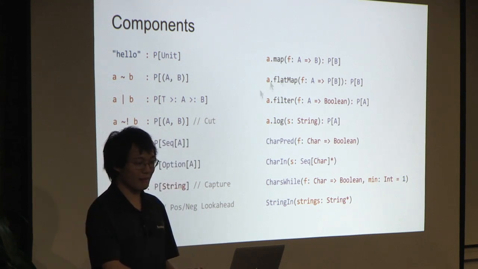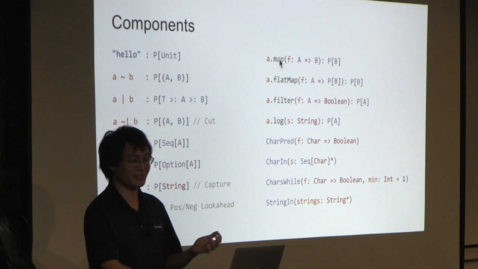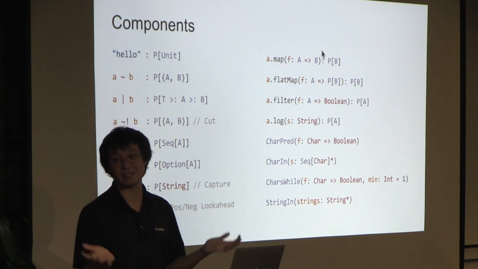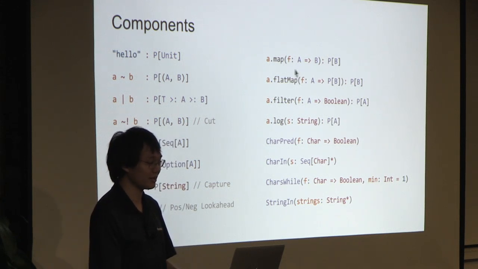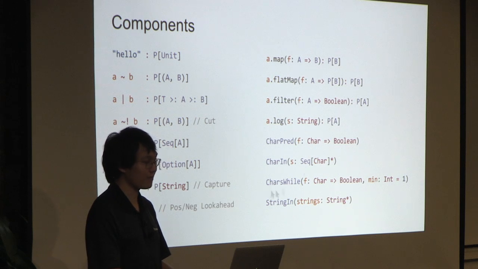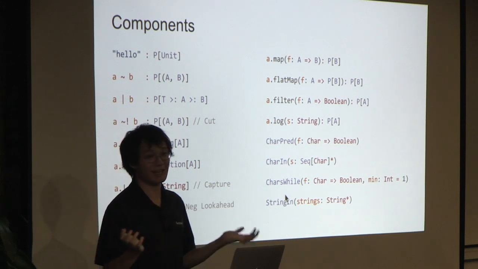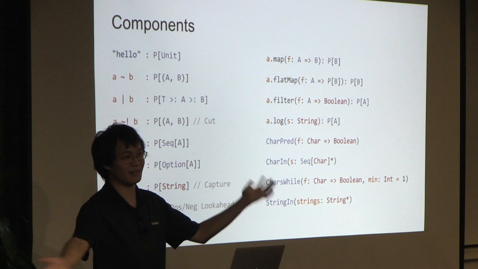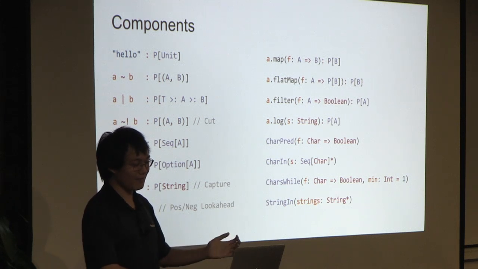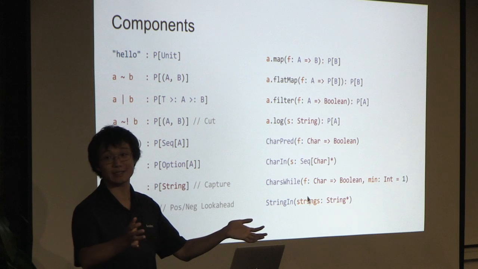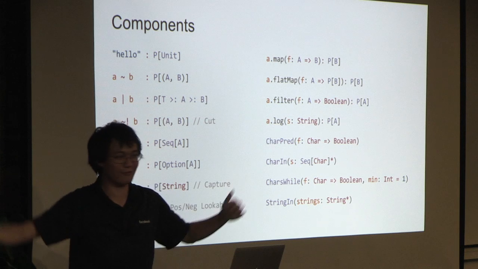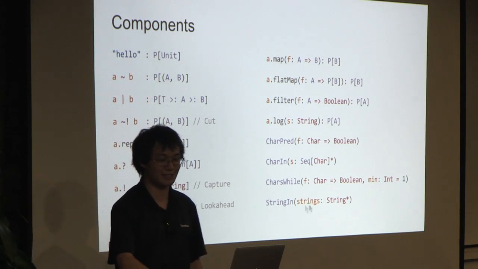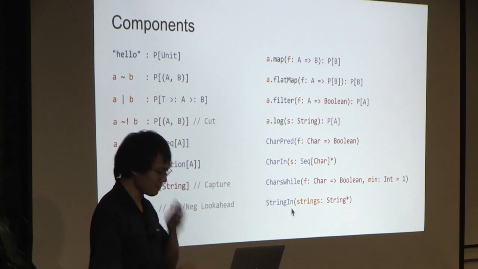You have all the same map, flat map, and filter. So if I have a parser that returns a string, I map it to an integer, and I have a parser that returns an integer. And these are similar to what you see on collections. And you have a few predicates, which are generally useful, like I want to parse some character satisfying a function. I want to parse some character in a list of characters. I want to parse a string in some set of strings without having to manually do A or B or C or D or E or F. You just put the list of strings into string in, and it'll parse any of them.